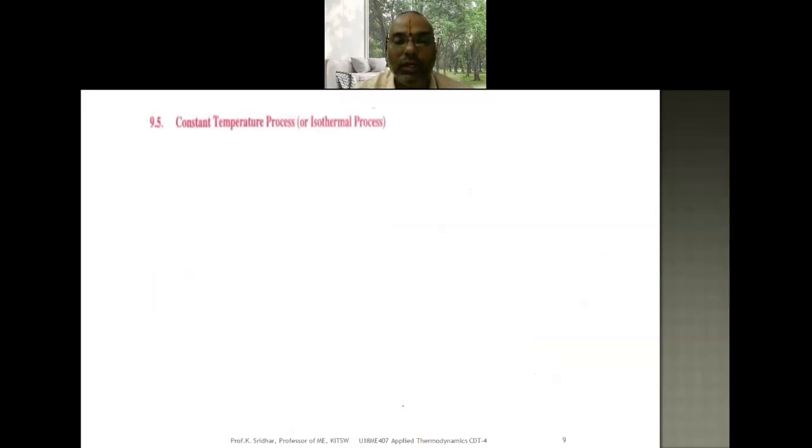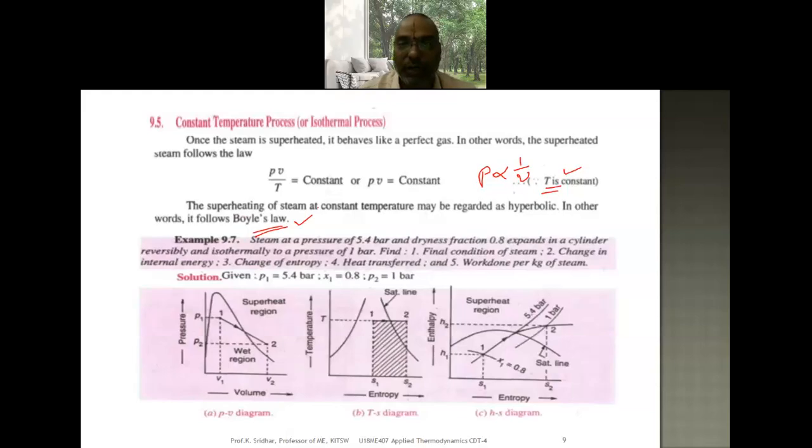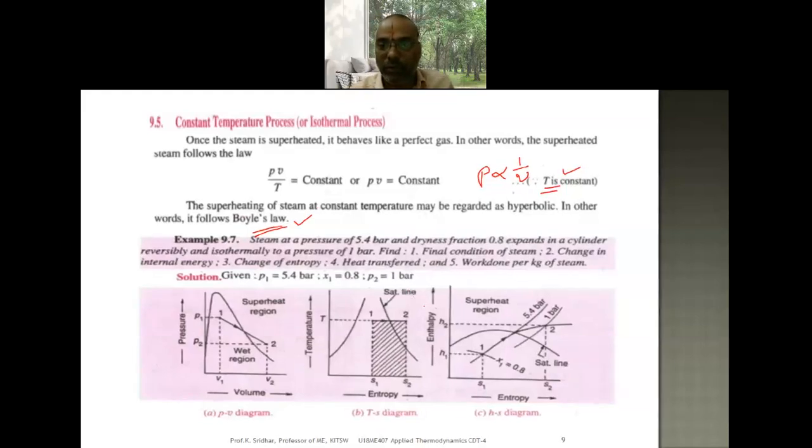Another process is the constant temperature process, which is also known as the isothermal process. Just recollect the fundamentals of engineering thermodynamics. For the isothermal process, temperature is always constant. When temperature is constant, we know that pressure is inversely proportional to the volume. So PV is equivalent to constant, or PV by T is equivalent to constant. It is known as Boyle's law. Based on Boyle's law, let us solve a problem based on the constant temperature process representation.